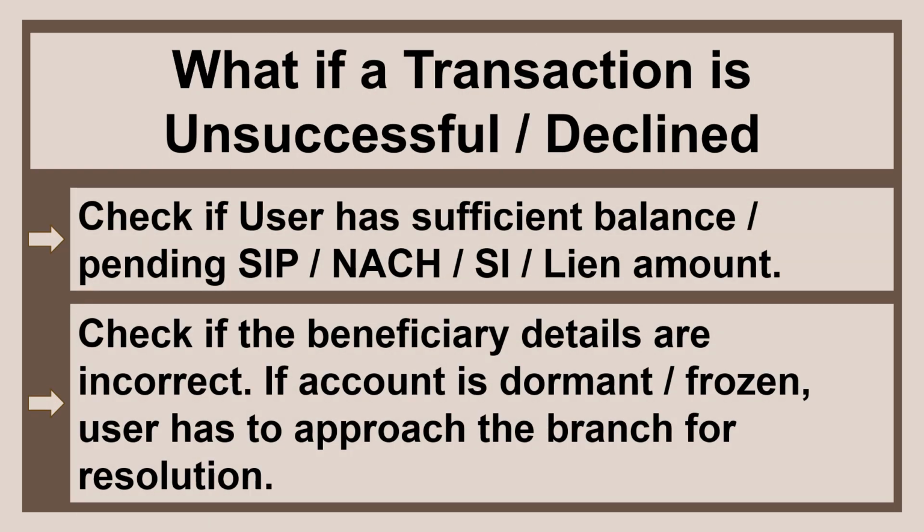What if a transaction is unsuccessful or declined? Check if the user has sufficient balance or pending SIP, NACH, SI or lien amount. Check if the beneficiary details are incorrect. If the account is dormant or frozen, the user has to approach the branch for resolution.